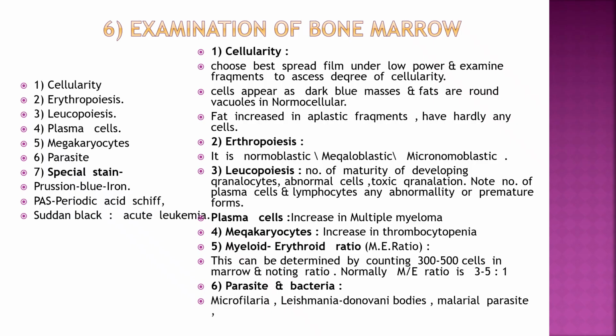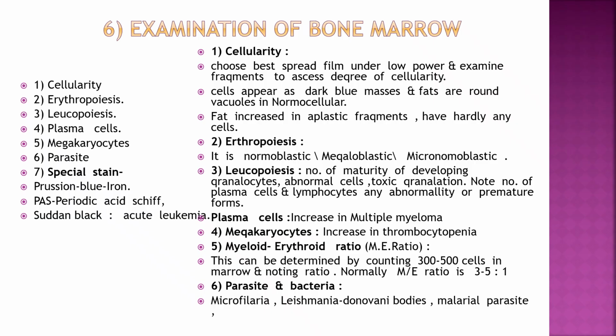Then we can study erythropoietic series, leukopoietic series, then plasma cells which are seen in increased quantity in multiple myeloma, megakaryocytes, if they are increased, then they are seen in thrombocytopenia. Parasites like blood parasites like Plasmodium species or the Leishmania species we can see, and then we can do special staining of the bone marrow examination for identification of iron.